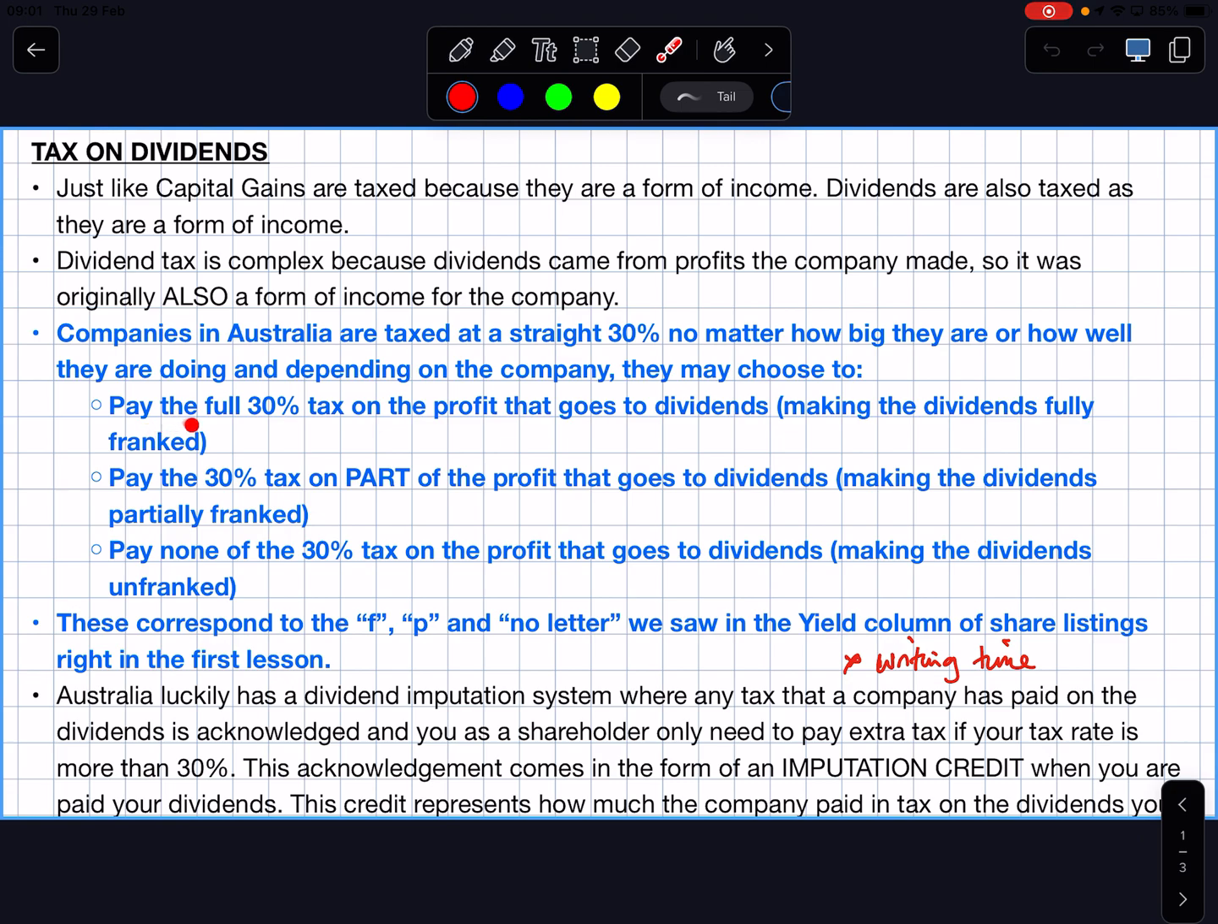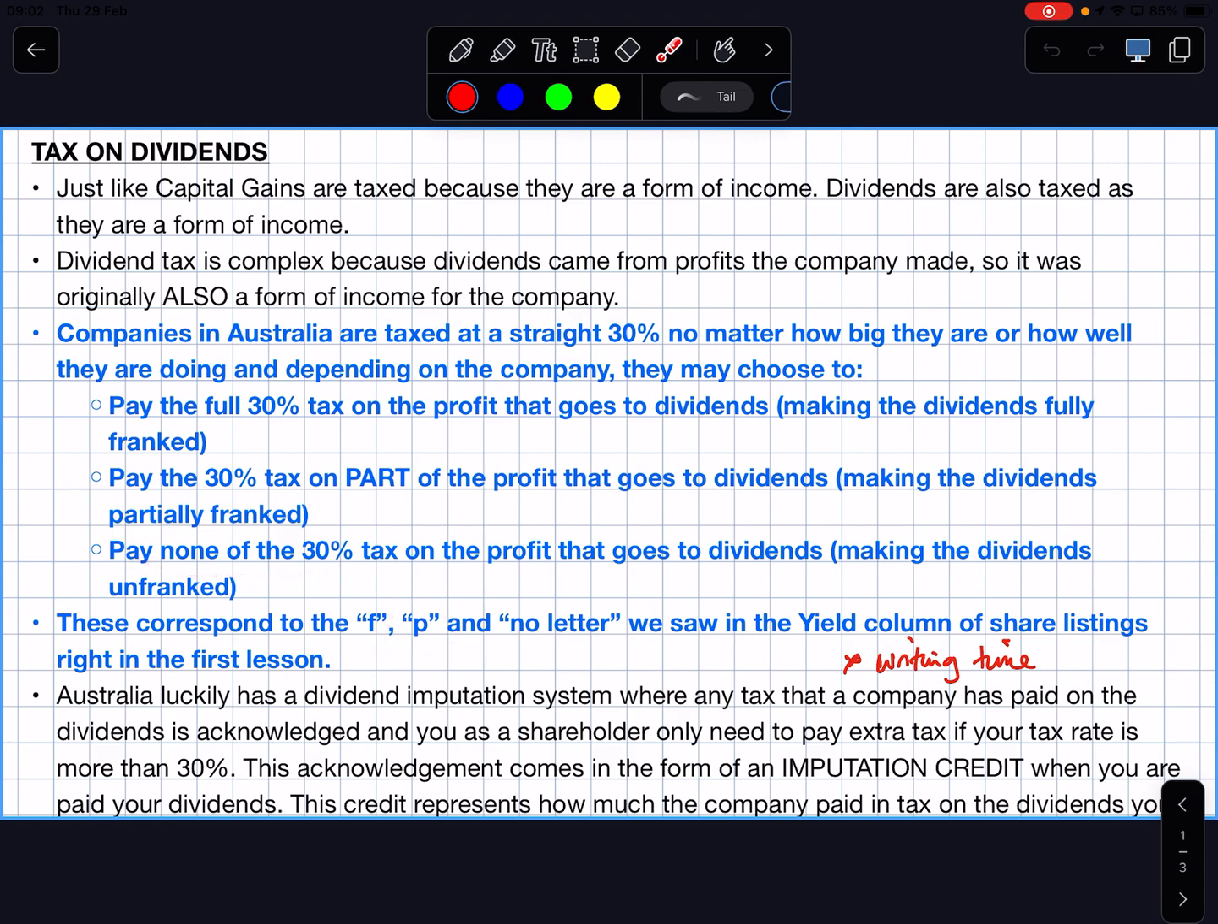So F means that the company paid the full 30% tax on the profit that they shared the dividends with. They could choose to pay 30% tax on part of the profit that goes to the dividends. That means the dividend's partially franked. That's what the P stood for.